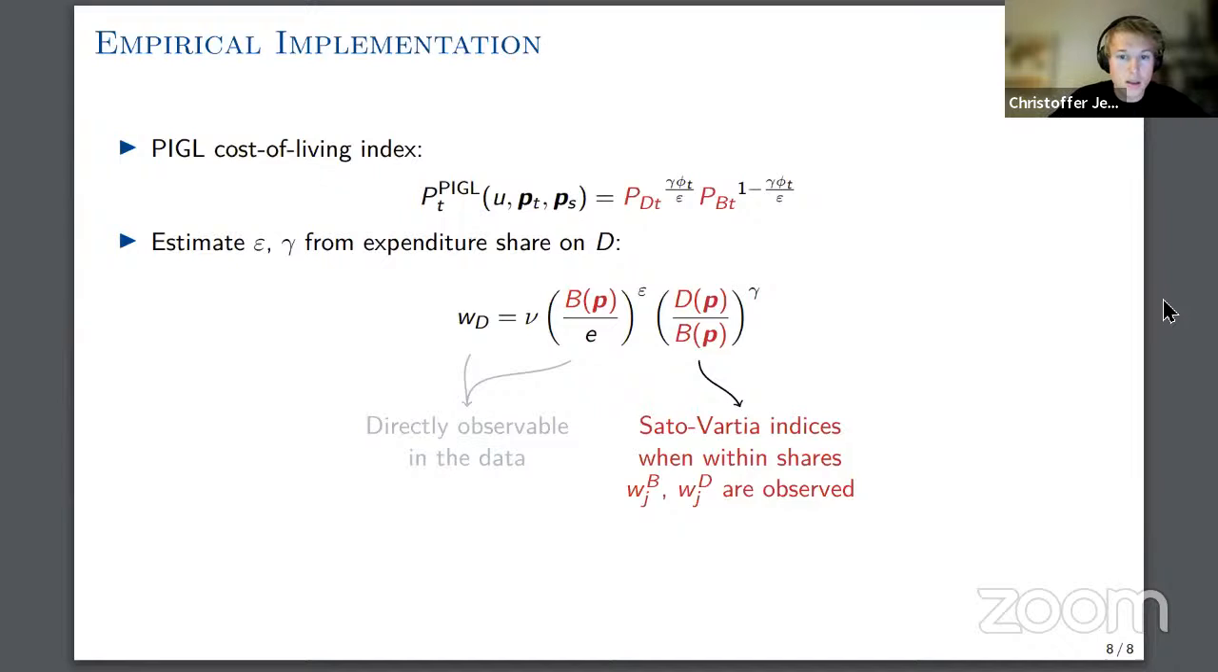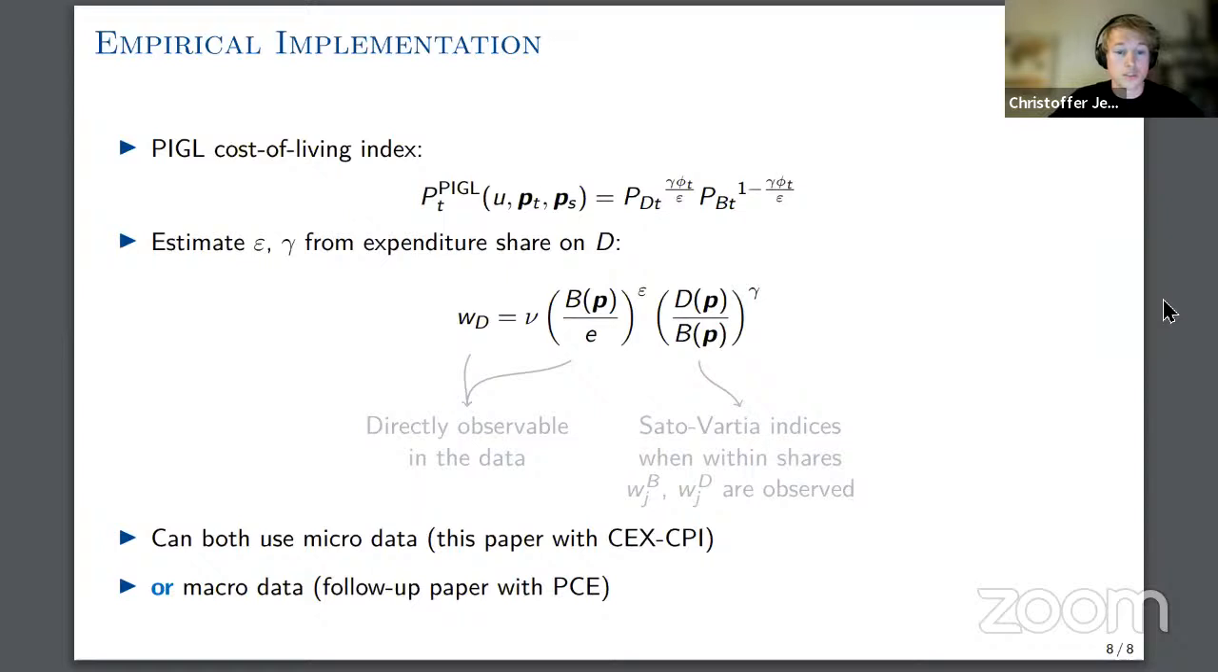And with this in place, one can either estimate epsilon and gamma using microdata, which we do using a coupled CEX CPI dataset in this paper. Or one can also, if one doesn't have microdata, estimate parameters using macrodata, which is something that we are exploring in a follow-up paper using the PCE dataset. Having estimated epsilon and gamma, the only thing one then needs is to plug in some expenditure levels in order to also compute this phi function, and then we arrive at the PIGL cost of living index.